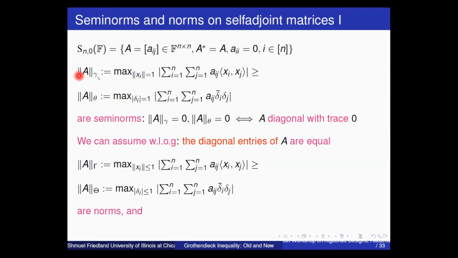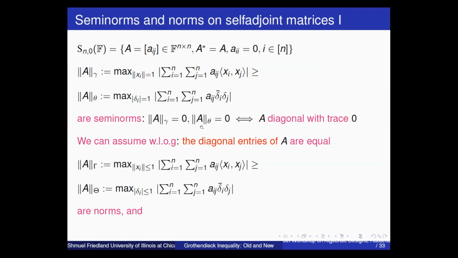The A gamma norm is a semi-norm, with small gamma instead of Grothendieck G. It's the maximum over X of norm one of the sum of a_ij X_i X_j. So this is sort of like the Grothendieck norm, but with an absolute value here. And this is A theta, small theta, when you restrict to a one-dimensional subspace. Now, these are semi-norms.